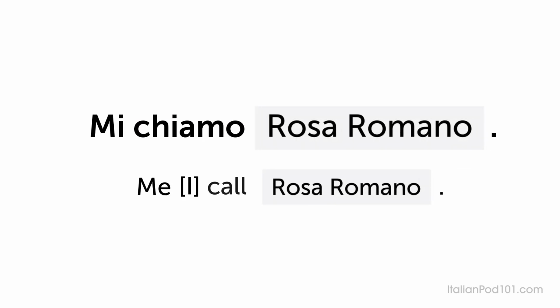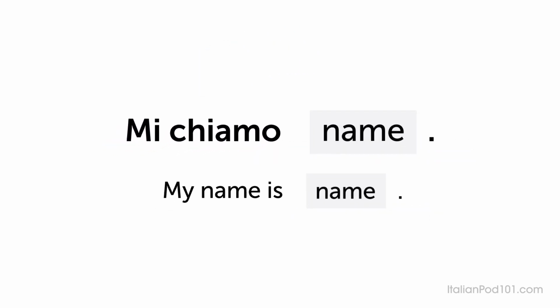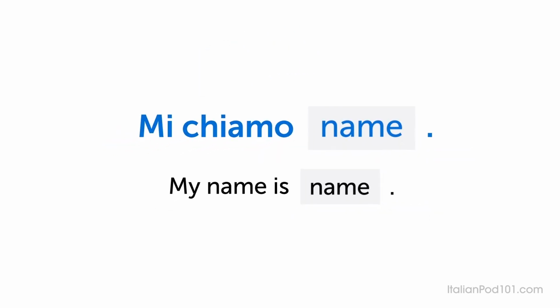Next is the name, Rosa Romano. Altogether, Mi chiamo Rosa Romano, literally, myself I call Rosa Romano, but it translates as my name is Rosa Romano. The pattern is Mi chiamo, name. My name is name.